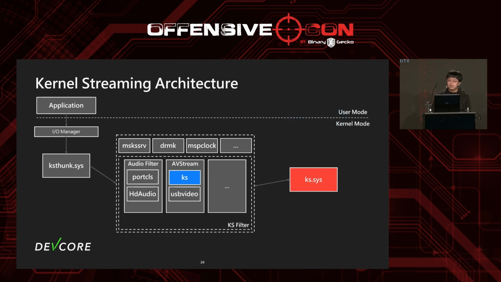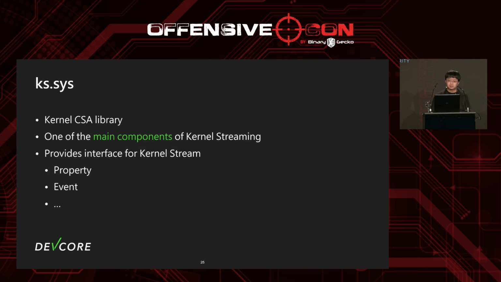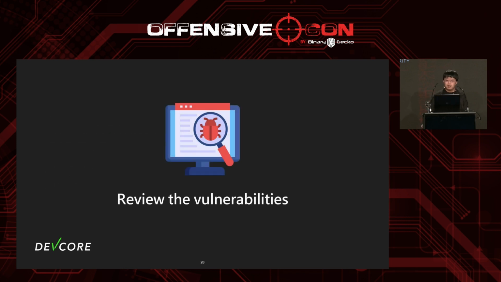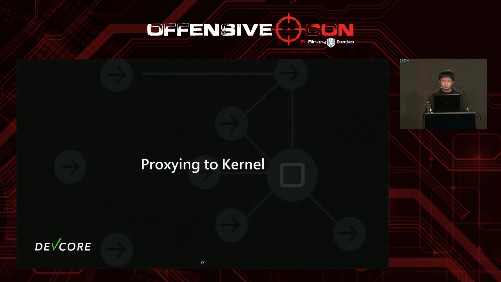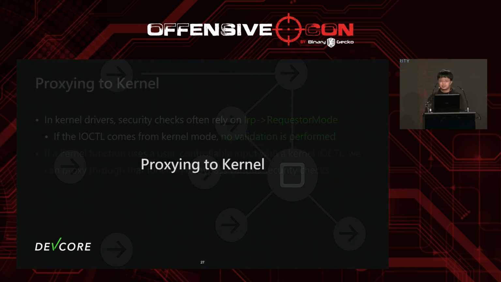Another one is KS, which is one of the core components of kernel streaming. It is a library of kernel streaming responsible for forwarding requests, such as IOCTL KS property, to the corresponding device driver. And it also handles functions related to AVStream. We now have a basic understanding. Let's quickly review the vulnerabilities we discovered last year. Among them, the most important one was the proxying to kernel vulnerabilities.